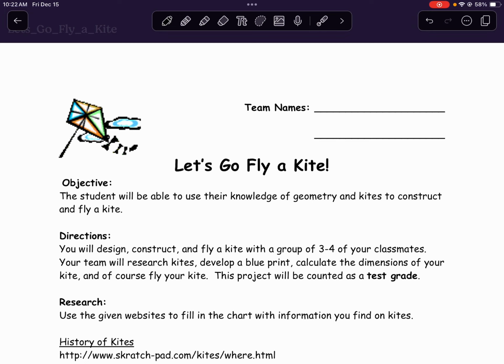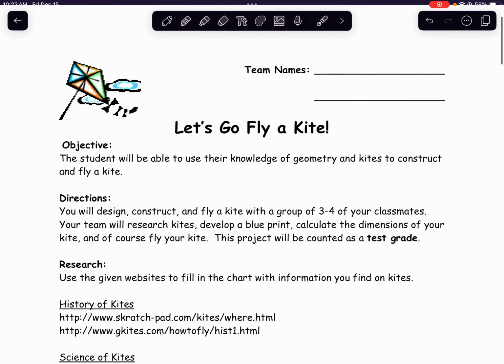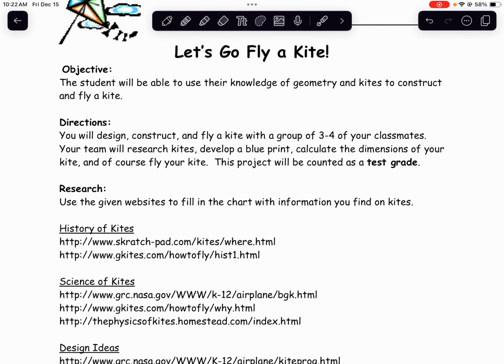So the objective is you guys are going to be able to use your knowledge of geometry and kites, because you're going to construct and fly a kite. Okay, so hopefully next Wednesday it's a little bit windy and not raining out, so we can fly our kites. So you guys are going to design, construct, and fly a kite. It says groups of 3 or 4. We are crossing that out and putting 2 or 3 of your classmates.